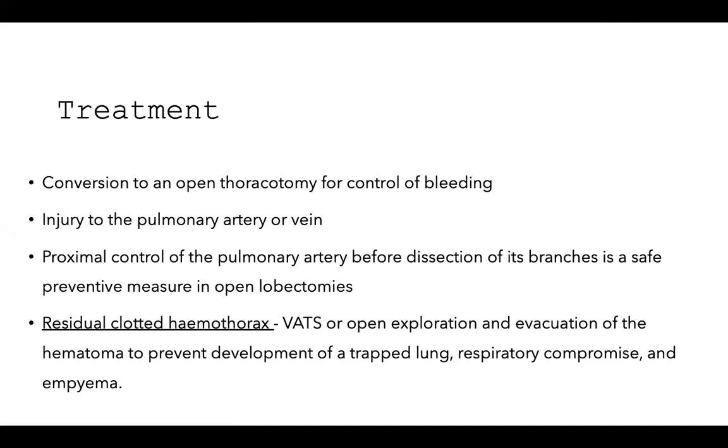What is the treatment of this bleeding? Conversion to an open thoracotomy if the bleeding is not getting under control, and control the source. Look for injury to the pulmonary artery or vein. In this regard, you have to consider taking proximal control of the pulmonary artery before dissection of its branches. It's a safe preventive measure in an open lobectomy. So if you are not doing it, you may get a visible bleeding source.